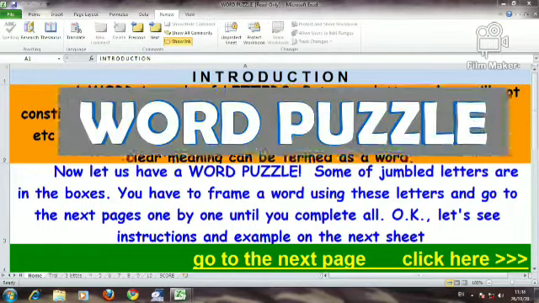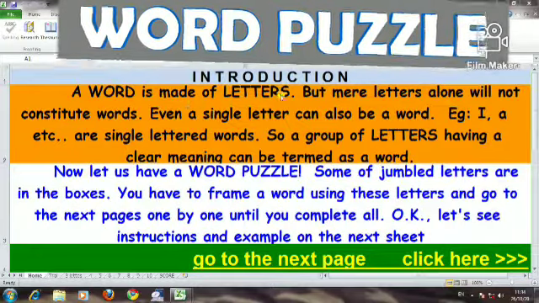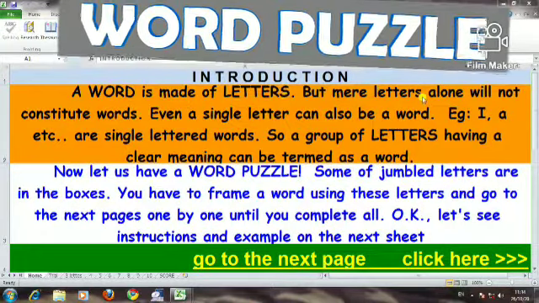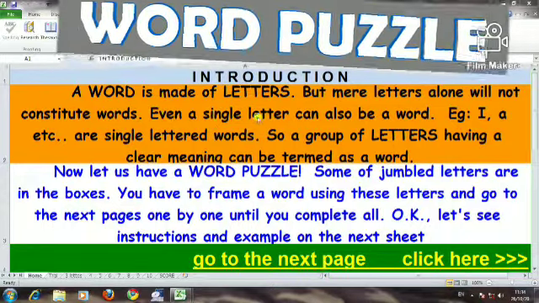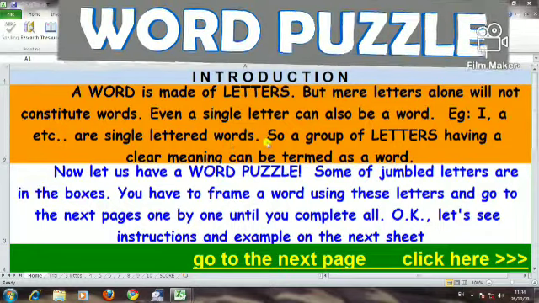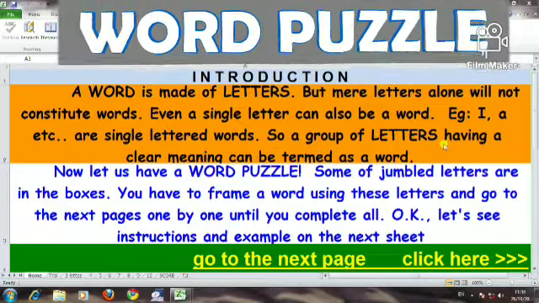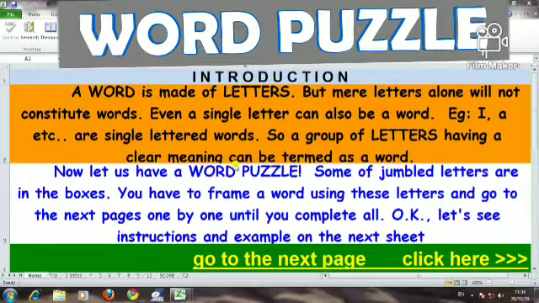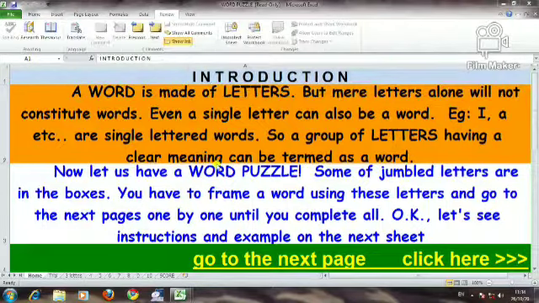See, let's read it. A word is made of letters, but mere letters alone will not constitute words. Even a single letter can also be a word. For example, I and A are single-lettered words. So, what's a word? A group of letters having a clear meaning can be termed as a word. So, already you have got the idea about a word. So, that's our puzzle here.